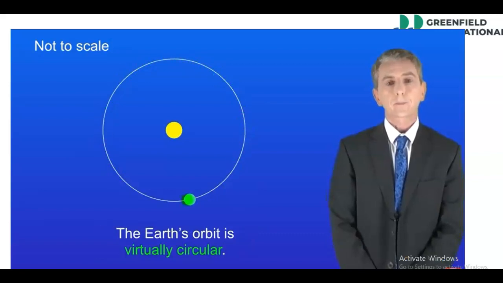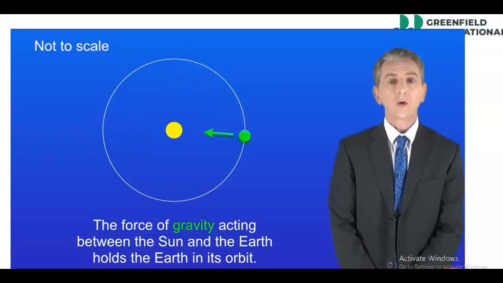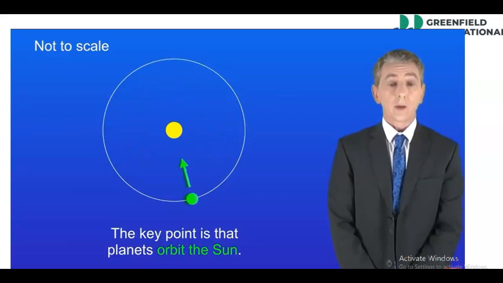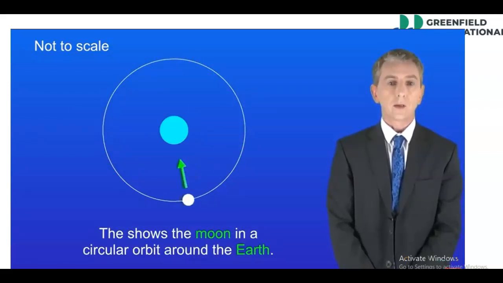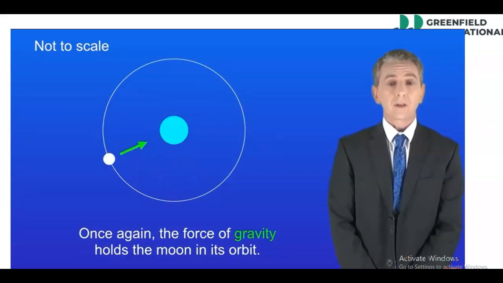and I should point out that the Earth's orbit is virtually circular. The force of gravity acting between the Sun and the Earth holds the Earth in its orbit, and the arrow shows the force of gravity. So the key point is that planets orbit the Sun, and the force of gravity holds the planets in their orbits. Okay, I'm showing you here the Moon in a circular orbit around the Earth. Now the Moon is a natural satellite. Once again, the force of gravity holds the Moon in its orbit.